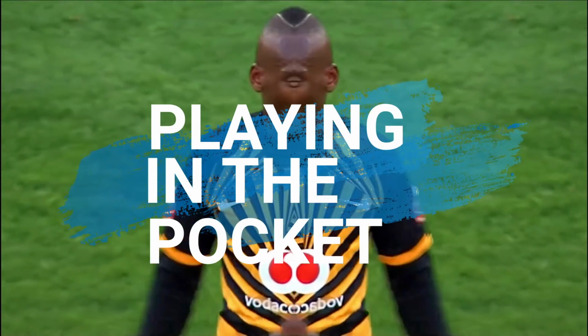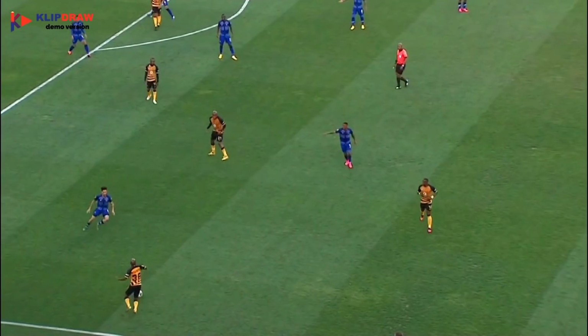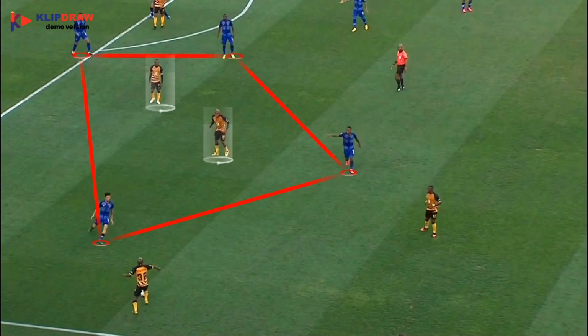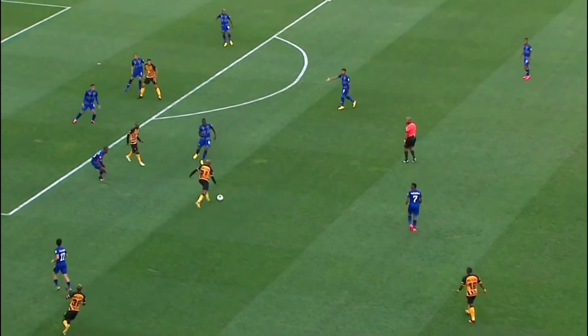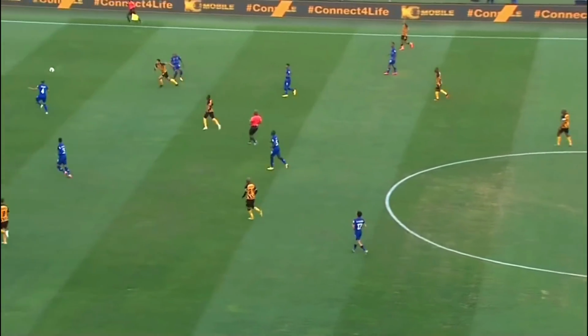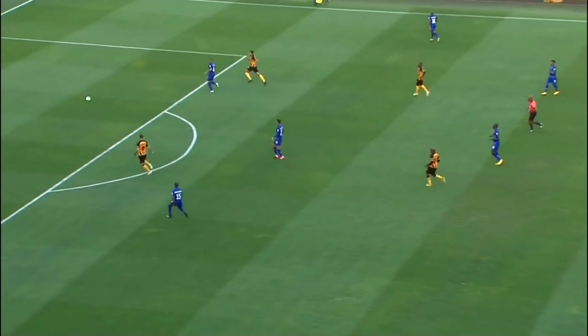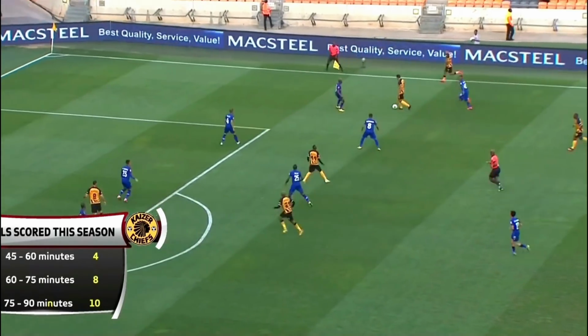Another key area that Khama Billiat has to adjust is playing in the pocket. The Kaizer Chiefs attacker has really been crowded out by a fellow midfielder, Lebogang Manyama. Look at where Billiat and Manyama are, both in the pocket, thus making their positioning really redundant. Here's another few examples. Look at where Billiat is and Manyama follows suit right in the space.